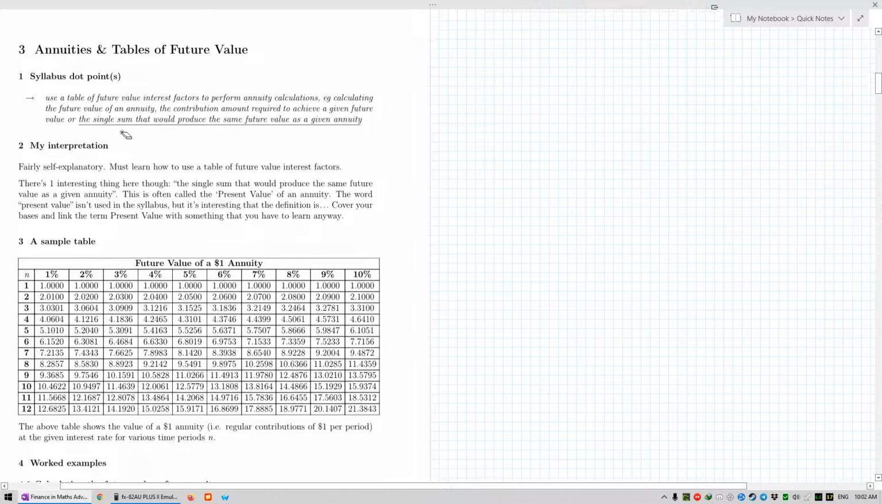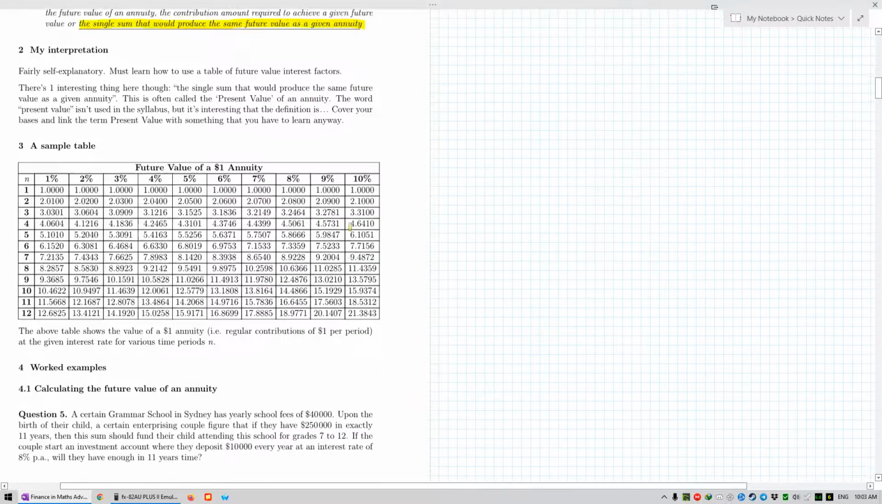Now there's one interesting thing here though. If you look over here, this sentence, the single sum that would produce the same future value as a given annuity. That is just the definition of the present value of an annuity, and it doesn't actually mention the words present value in this particular dot point, but I believe the words present value are mentioned in the other dot points. So just be aware of what a present value of an annuity is, and we will cover it today because obviously this is explicitly stated in this particular dot point. So we are going to do it. Alright, let's just get started.